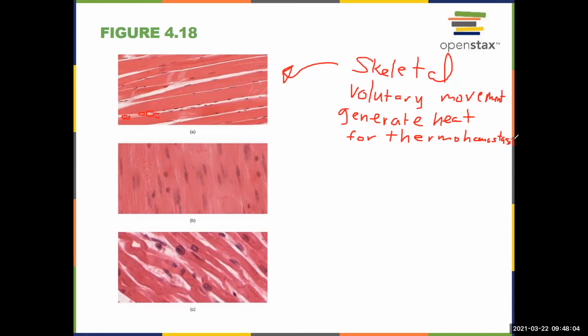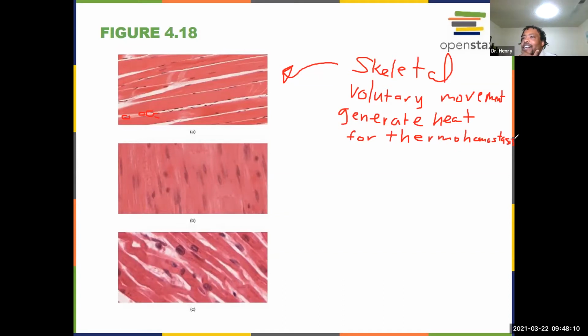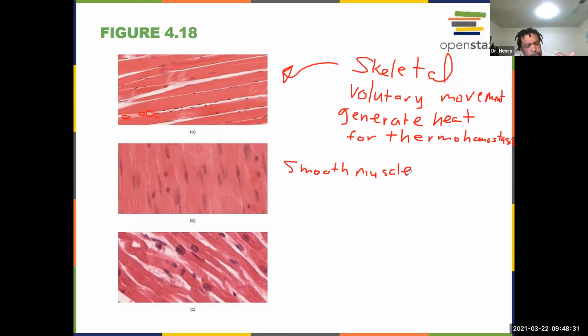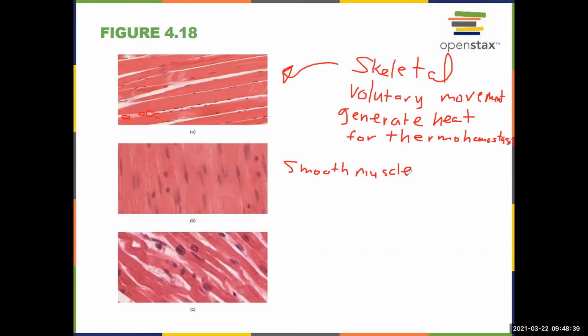Okay. Oh, whoops. My bad. So now the B is what? Smooth muscle. So what is one way that we can distinguish between the smooth and the skeletal muscle? One appears to be smooth. It actually does look smooth, and the other one looks more rough.